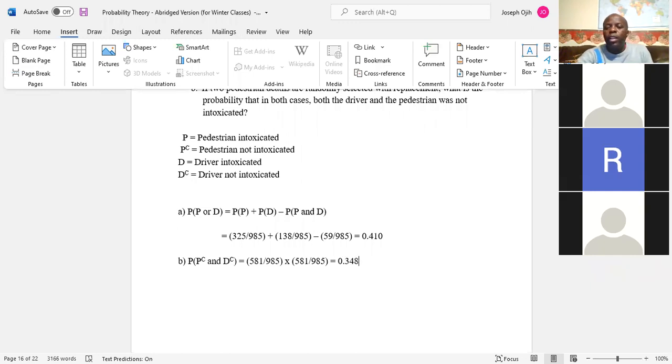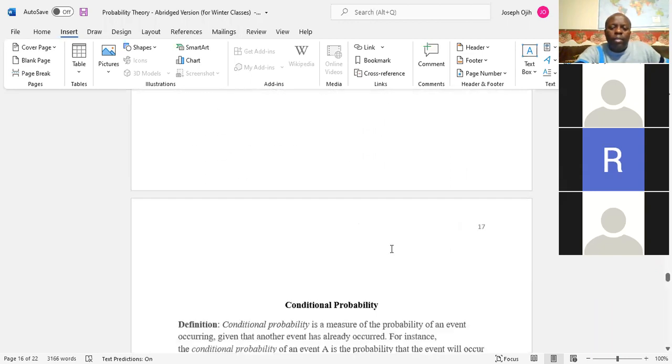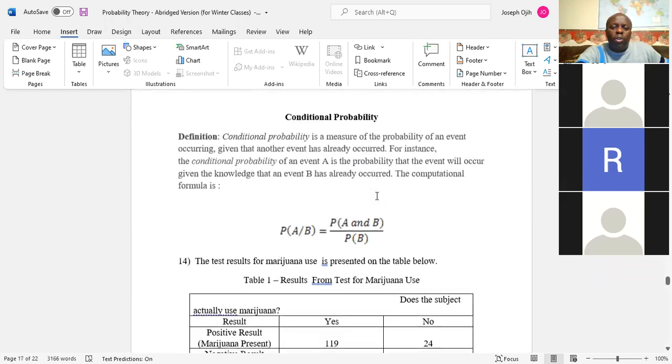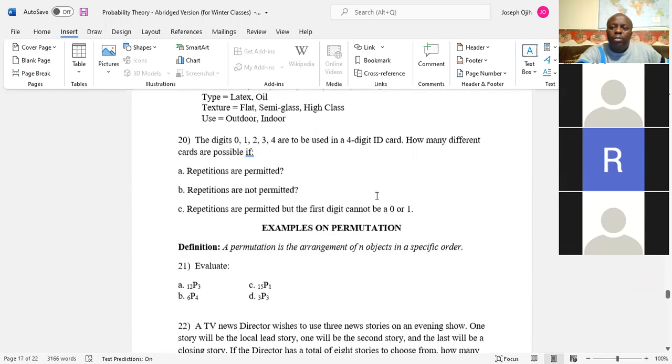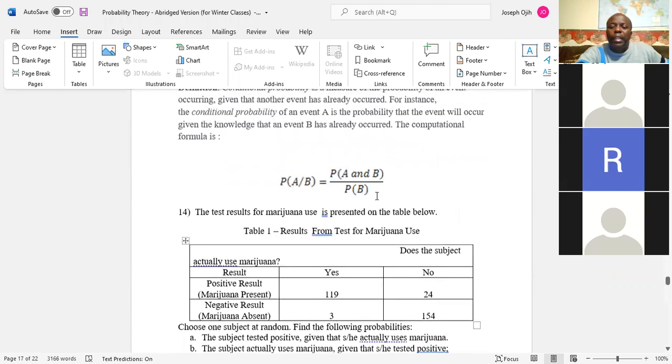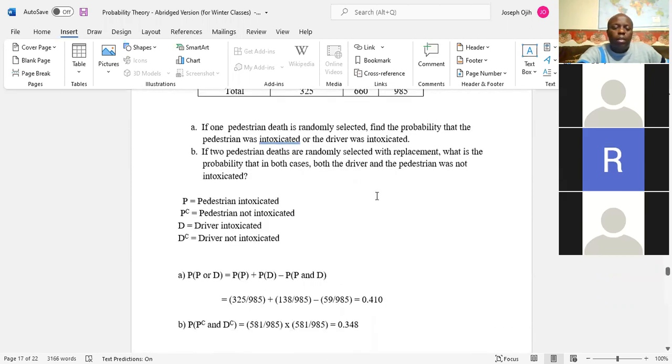2.348. I can see that there's a 34.8% chance that both the driver and the pedestrian are not intoxicated. So that's the end of our session for today. Tomorrow we will begin with conditional probability and finish up probabilities and the rest of everything then. So that on Thursday we begin probability distributions.